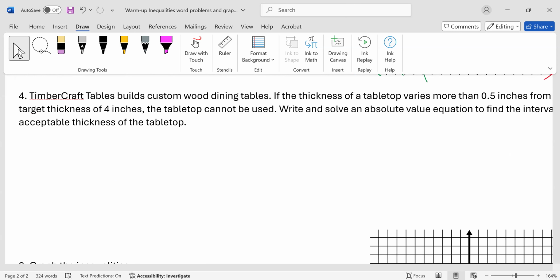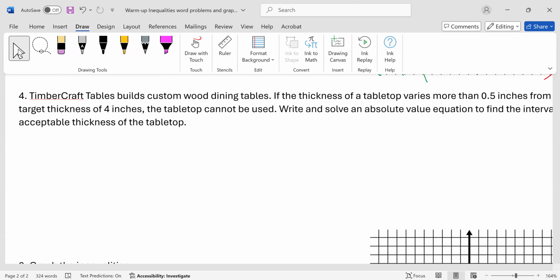Okay, so guys, let's talk about this. They're talking about the thickness of the table, okay? The thickness of the table, like the table you're sitting at, it needs to be 4 inches thick. Does that part make sense, guys? Your table needs to be 4 inches thick. It's saying that if it varies more than 0.5 inches, so if it's too thick by 0.5 or too thin by 0.5, then they can't sell the tabletop. Does that make sense? That's what this problem is saying.